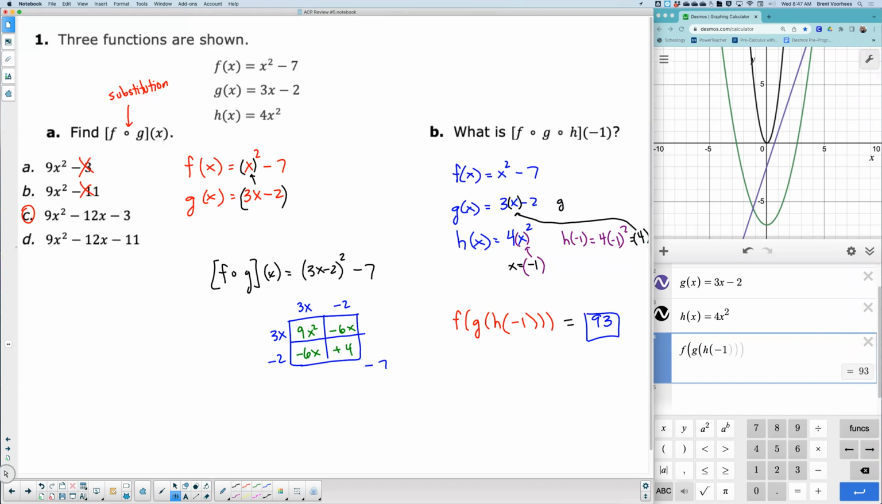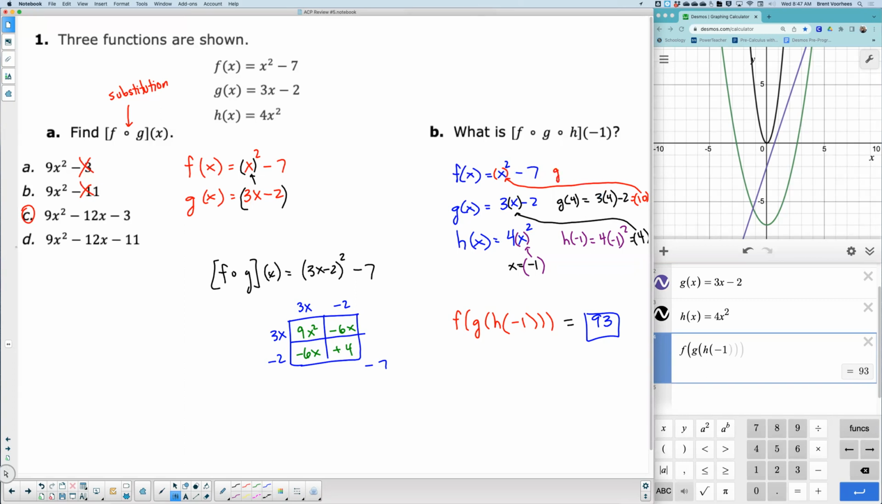So basically I'm finding g of 4. Notice I'm not finding g of -1 anymore, I'm finding g of 4. And that would be 3 times 4 minus 2. Well, 3 times 4 is 12, and 12 minus 2 is 10. So I now get 10. Now I'm going to take my 10 and substitute it into this x right here.